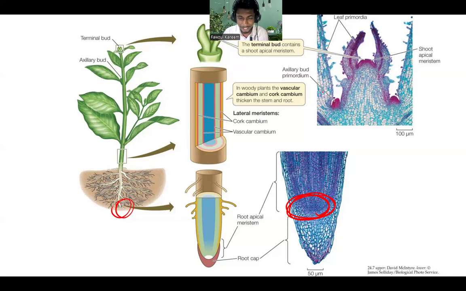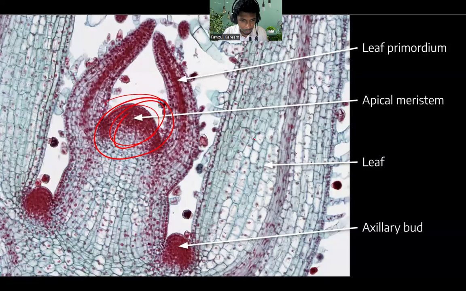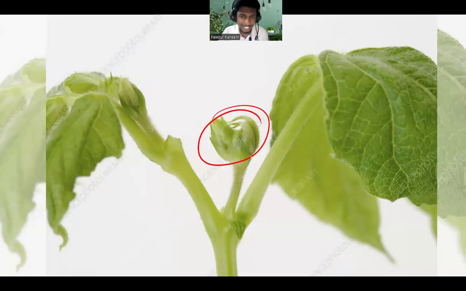Okay, right. So here you can see the bud. At the bud you can see the meristematic tissue. These meristematic tissues will produce new cells. Then what will happen to the height of the plant? It will increase. Okay, here this is the bud, the apical bud.